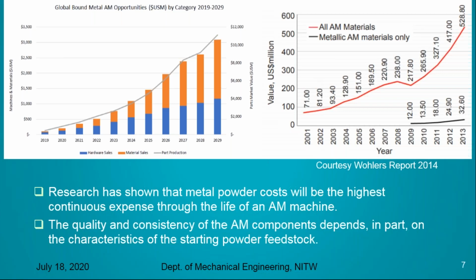You can see that from 2019 to 2029, the powder requirement for the components manufactured by this additive manufacturing process keeps on increasing. The researchers have shown that the metal powder cost is going to increase the most in the continuous sequence of this additive manufacturing industry. And the quality and consistency of additive manufacturing components depends in part on the characteristics of the powder which you are feeding into the feedstock.